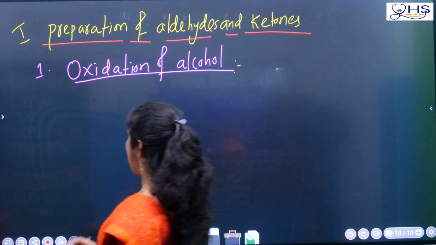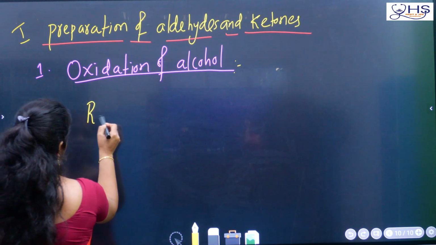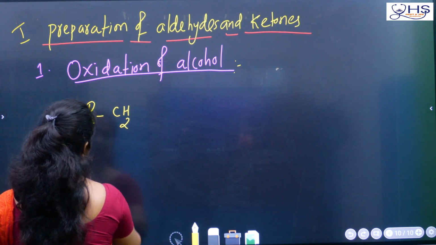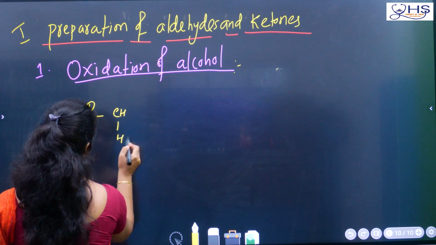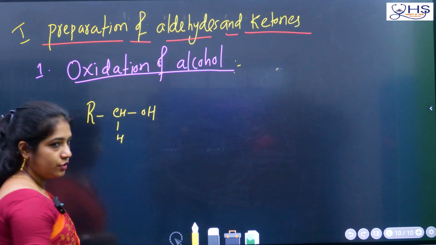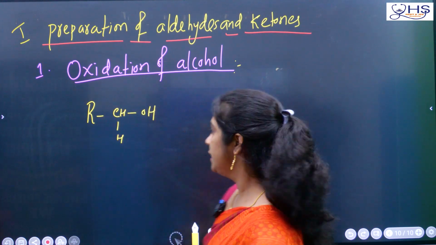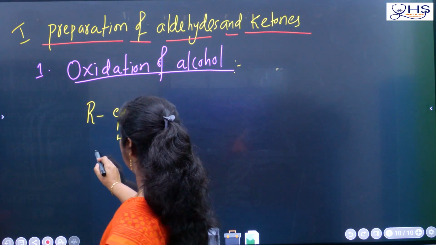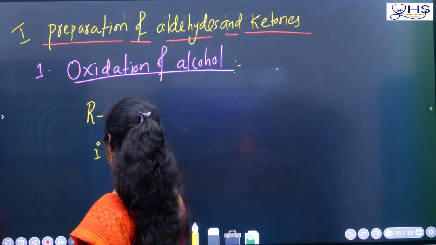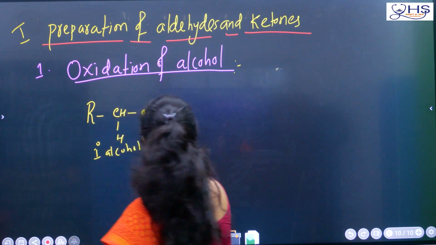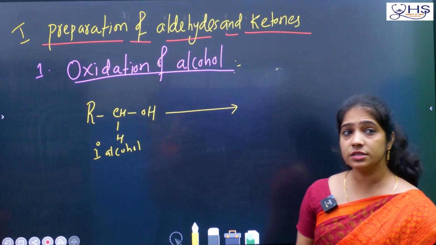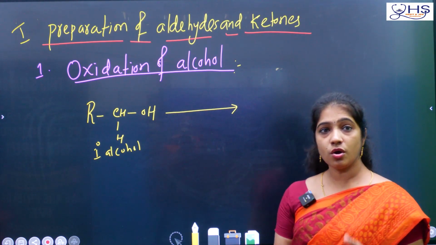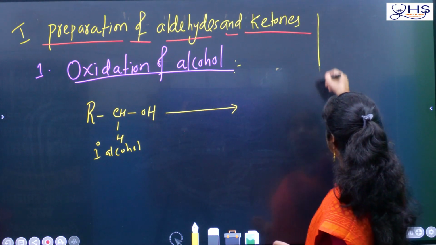Now, I am taking primary alcohol, RCH2OH. I will write according to my convenience CH, H and OH. Primary, this is what? Primary alcohol. If I use the mild oxidizing agent, already in the alcohol and phenol chapter we have studied what is mild oxidizing agent, what is strong oxidizing agent. If you want, I can give you a little hint.